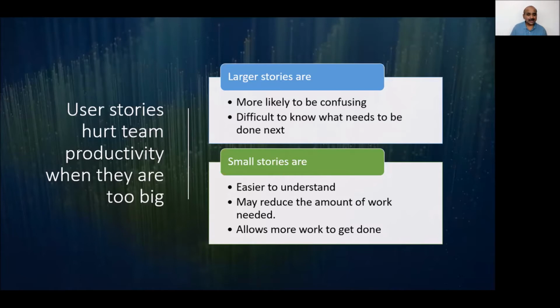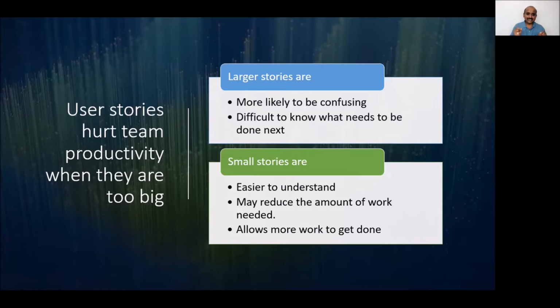Larger user stories, larger ambiguity. Larger user stories, larger technical debt. Larger user stories, less productivity. Because the moment the user story spills over to the next sprint, what did you do in the last sprint? The big user story itself got rolled over to the next sprint. So because of this, friends, I am conveying that larger user stories are more likely to be confusing.